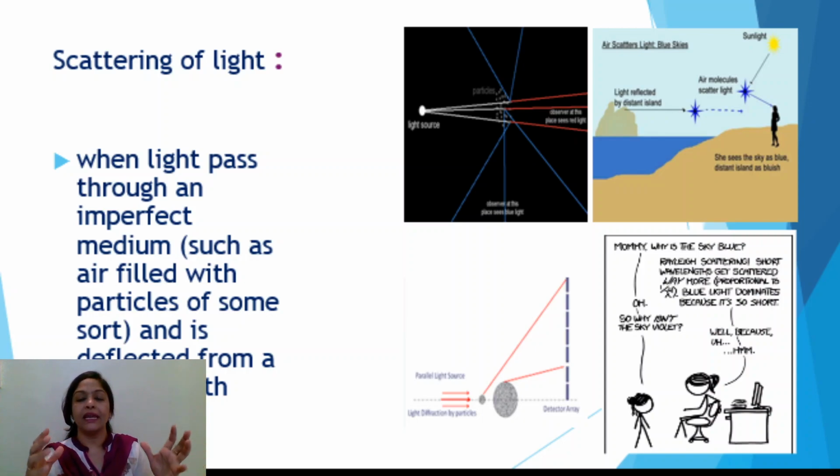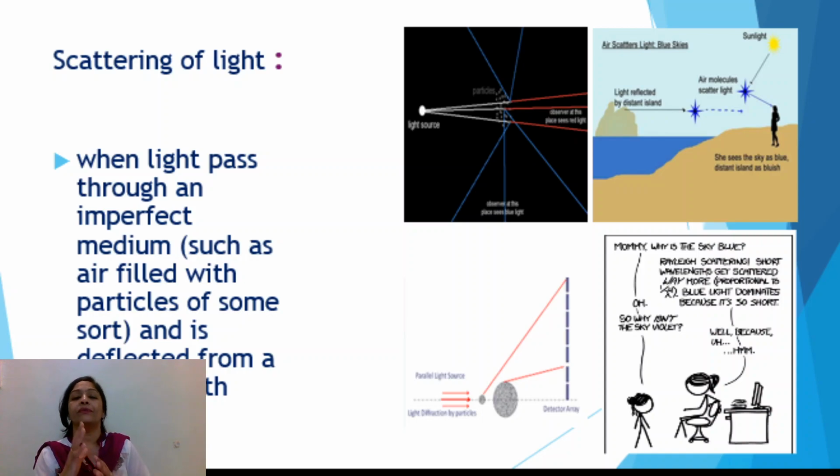Now when the light is propagating in a medium where the medium is imperfect, meaning many obstacles are there, many small particles are present, then instead of going straight, it deflects. This deflection of light in the medium is known as scattering of light.